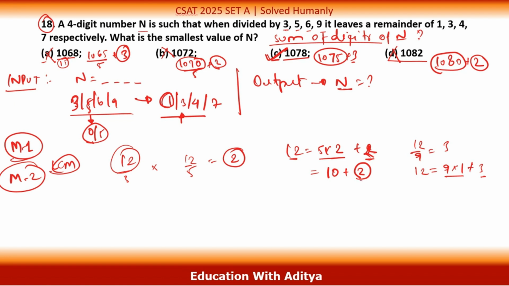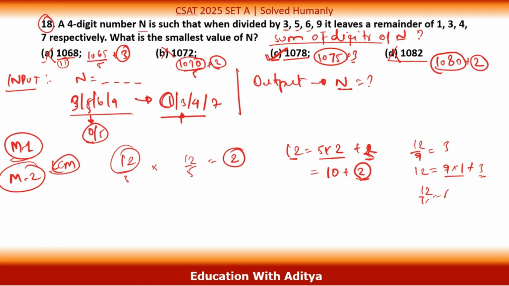I divided by 5, the remainder came 2. 12 is the same number, divided by 9, the remainder came 3, and divided by 3 and 6 it left no remainder. If I divide 12 by 11, the remainder will be 1. So the same number divided by different integers can leave different remainders.